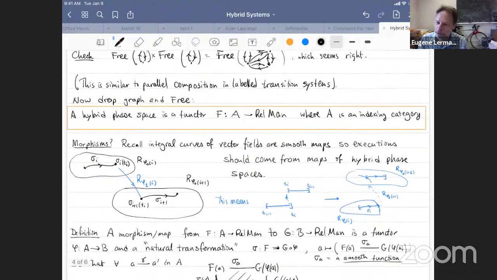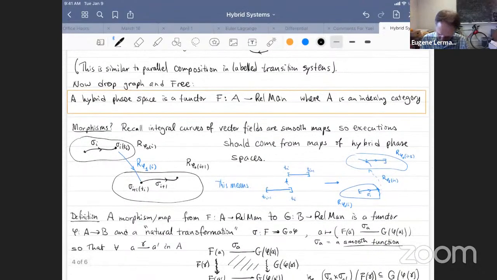Next issue is morphisms. The idea is that you want to define morphisms in such a way that executions, so whenever you have a map between dynamical systems, there is an underlying map on phase spaces. So whenever I have an execution of a hybrid dynamical system, there is an underlying map on hybrid phase spaces, or there should be. That just says, forget the vector fields. So let's forget the vector fields and stare at the executions. Executions were things like this.